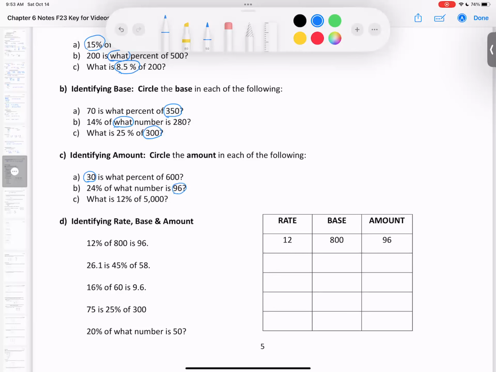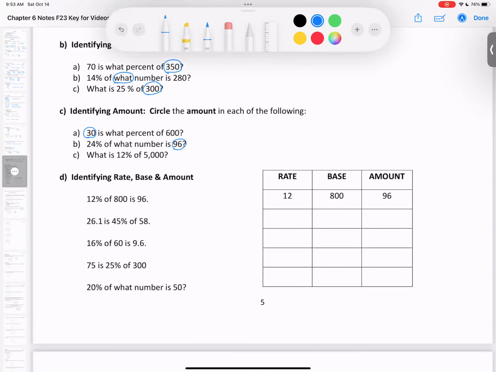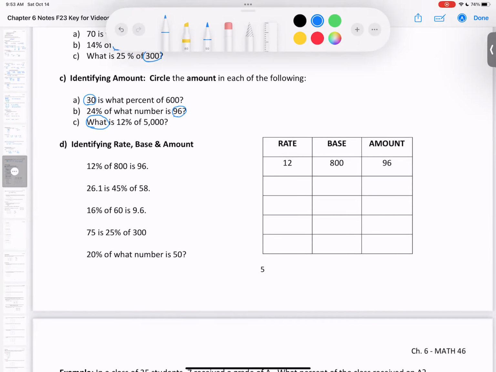Your base here would be that what number. It's what you're trying to solve in that one. And finally, what is 12% of 5,000? So 5,000 is our total here. Our amount is what we're trying to identify. It's the what. So go ahead, pause this video and see if you can complete this chart. For these next questions, they want you to fill out the rate, base, and amount.